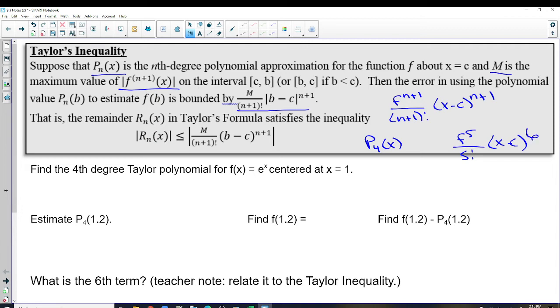Or I was thinking the next term, fifth power. And the next one, they'd all be 6s, right? The next one, they'd all be 7s. The next one, they'd all be 8s. But this gives us a little bit of trouble, being the maximum value, and we'll cover that. We'll talk about that.